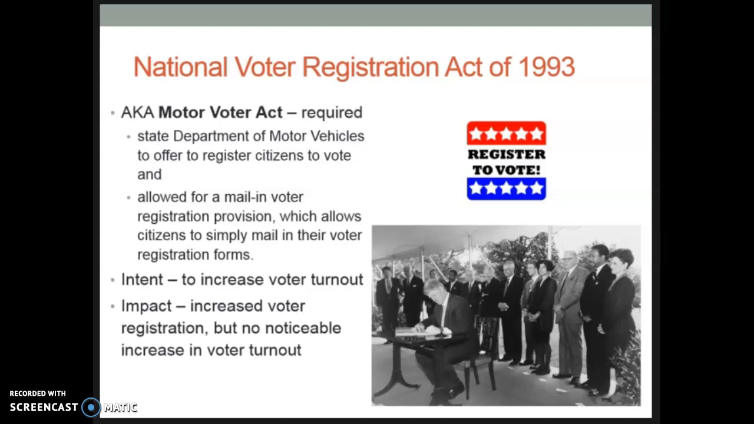We've talked about how low our voter turnout is in the United States. The goal of this law was to make it so that more people were actually turning out to vote. If voter registration was too hard, people wouldn't register. So the goal was, let's make it easier so more people turn out to vote. The impact is that voter registration did increase. More people are now registered to vote. So there's a higher rate of registered voters. However, there's not been a noticeable increase in voter turnout. So yes, there are more registered voters, but that does not mean that a higher percent of those registered voters are turning out to vote.